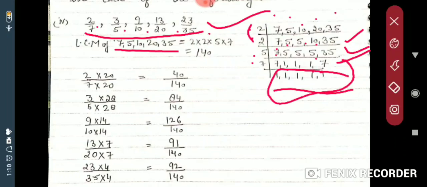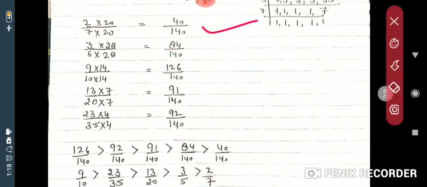Then 7. Till we get 1 here, we will take the LCM. Just multiply 2, 2, 5, 7. So 2 twos are 4, 4 fives are 20, multiply by 7: 140. Now what will be the denominator that you get? 140. Just note down these numerators: 2 upon 7, 3 upon 5, 9 upon 10, 13 upon 20, and 23 upon 35. And note down the denominators: 140, 140, 140, 140 and 140.